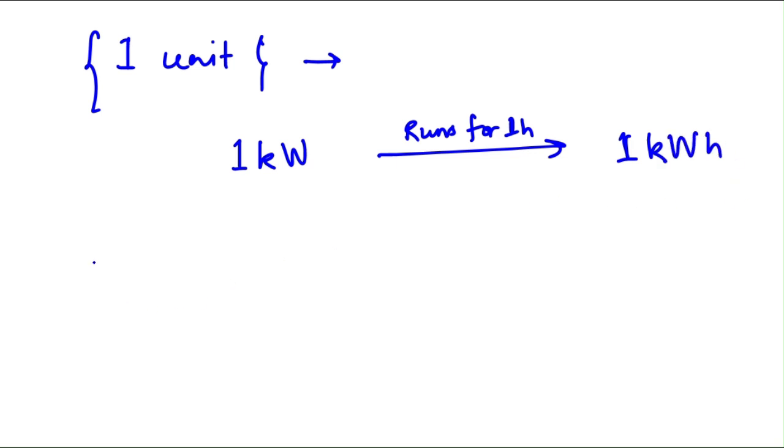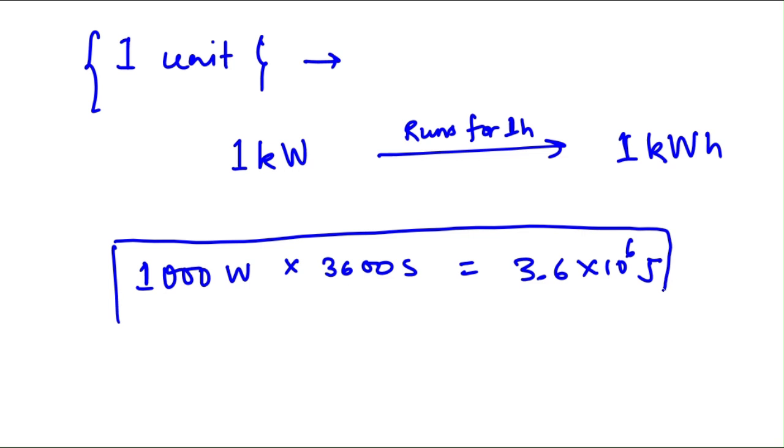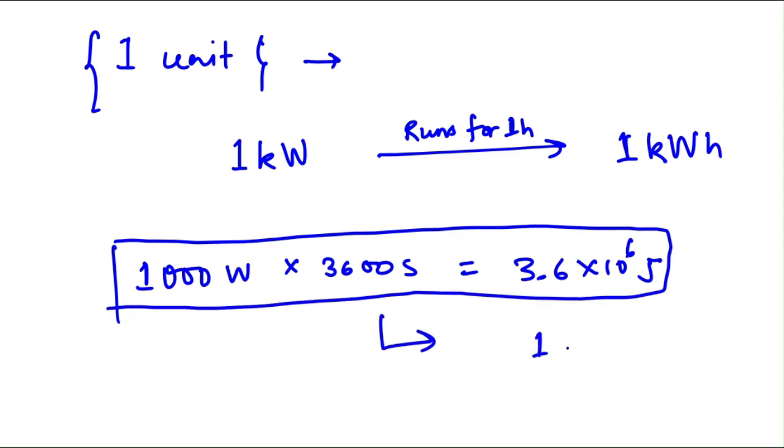In terms of joule, 1 kilowatt is nothing but 1000 watt, and an hour is nothing but 3600 seconds. So in terms of joule, that is watt second, you can write 3.6 into 10 to the power 6 joule. If you have consumed this much energy, your electricity meter reading is going to rise by 1 unit.